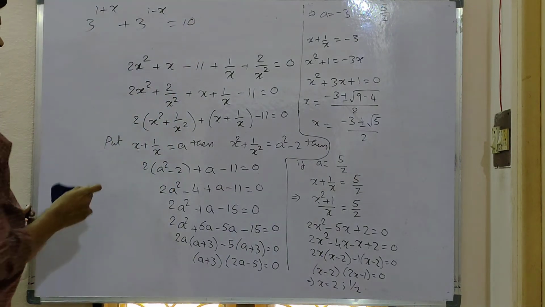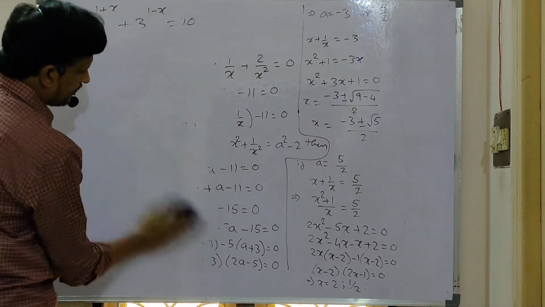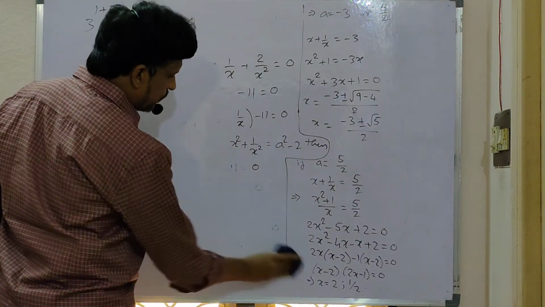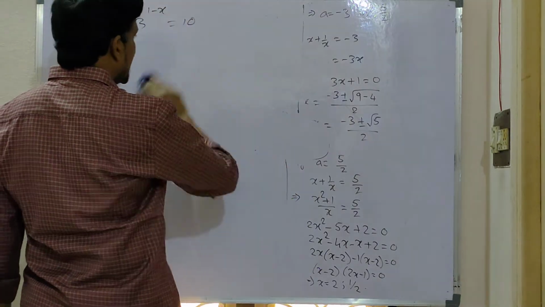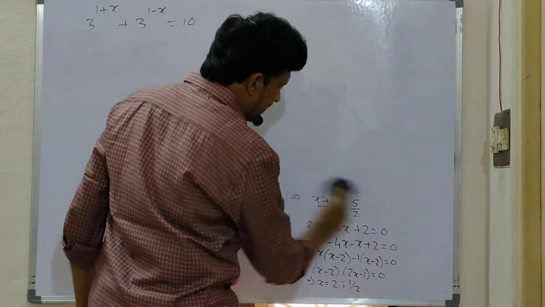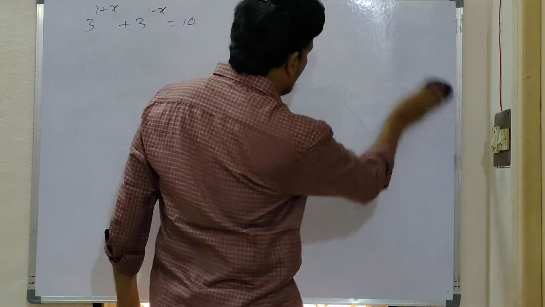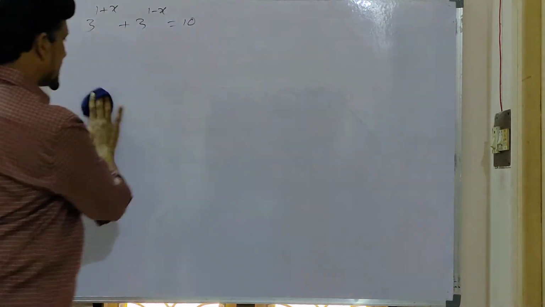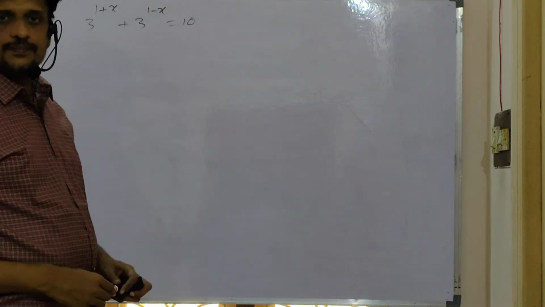Okay, now the next one. Solve 3 to the power of 1 plus x plus 3 to the power of 1 minus x is equal to 10. Again, this is not a quadratic equation, but by converting the given equation into the form of a quadratic equation, means into the form of ax square plus bx plus c, you can find the solution.